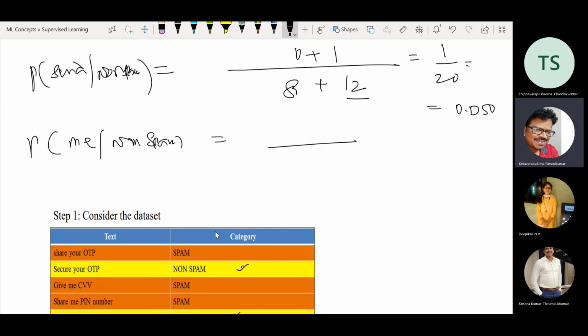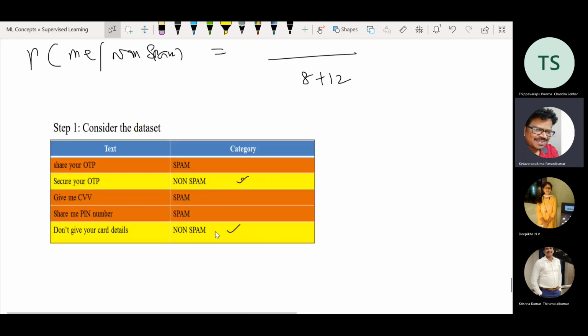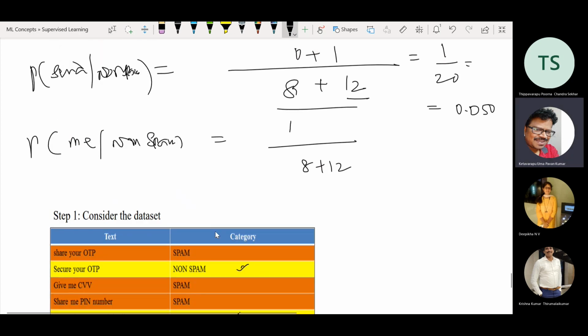Now I need to find out. This denominator remains the same, guys: 8 plus 12. Now how many me's are there in non-spam? Nothing is there. So this also becomes 0 plus 1, which is nothing but 1 by 20. Again, this is also 0.050.